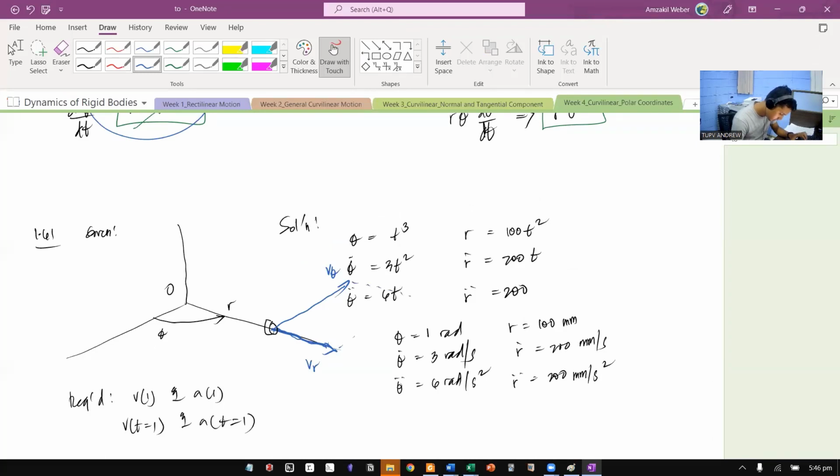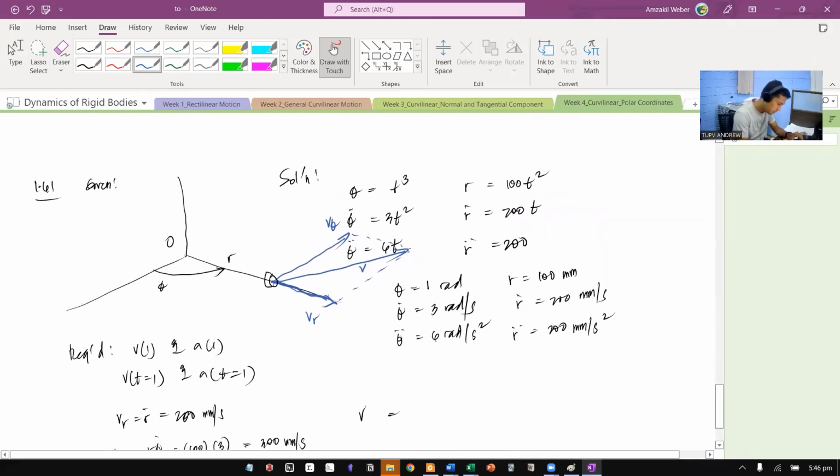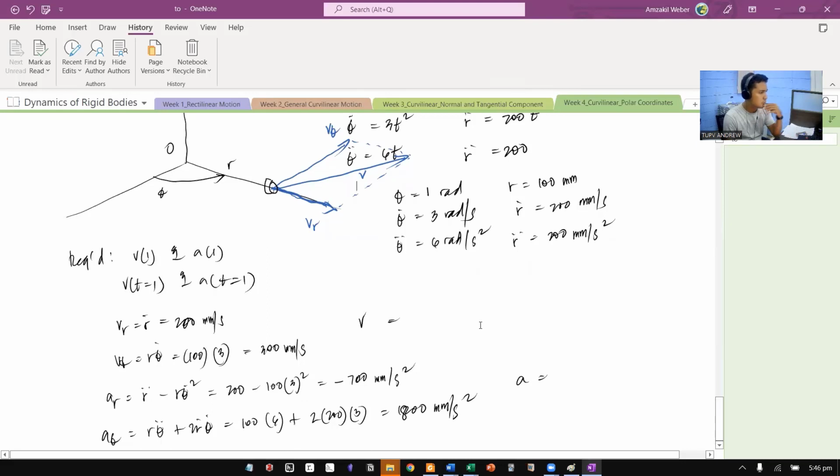So this is our V. All right. Now let's draw again for the acceleration. Acceleration AR is negative 700. Negative siya. Therefore, it must oppose the VR. AR is negative but VR is positive. If both were negative, they would be the same sense, but no. Therefore, it is deceleration.